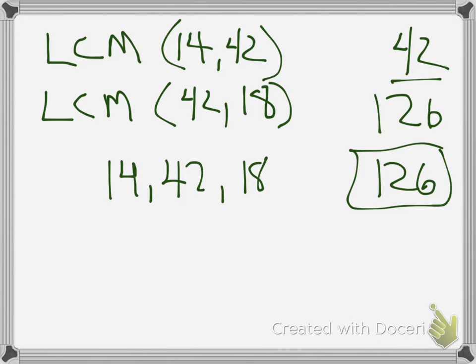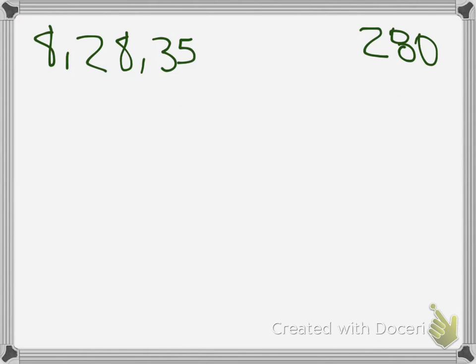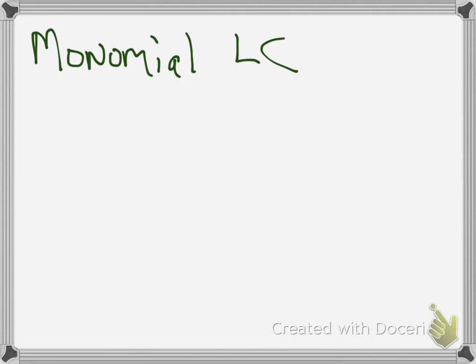Well, when we're doing monomials, we can get rid of these type of things and say, okay, let's find the least common multiple. So when we're working with monomial least common multiples, then we can use this to find any other type of example.